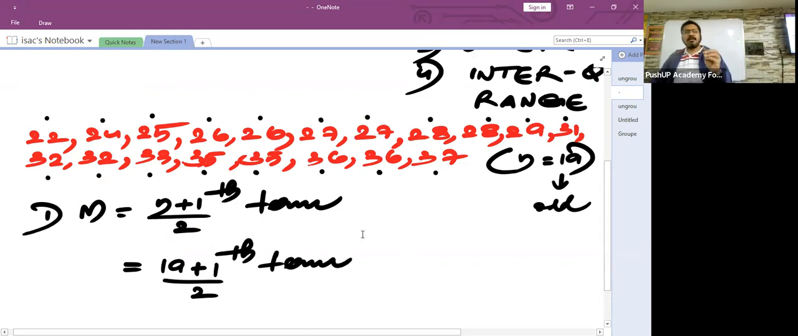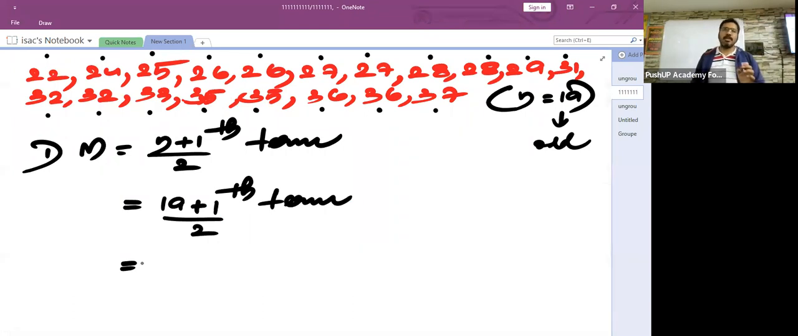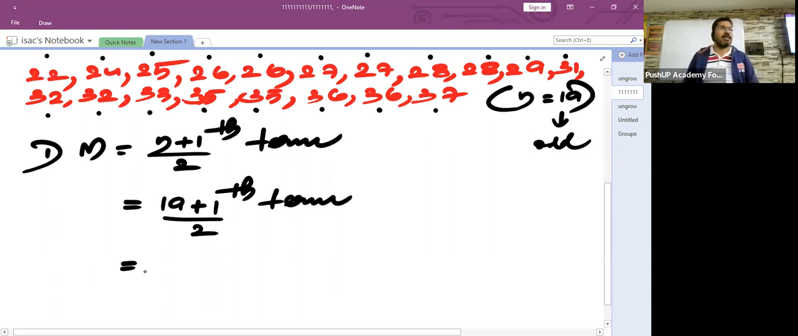Every time, children, when you are writing the formula, don't miss out on that "th term", because this will give you clarity that I'm finding which term is going to give me the median. Some students will not write the "th term". So the final answer they will write is 19 plus 1 by 2, which is 10. For them, median is equal to 10, which is a wrong answer.